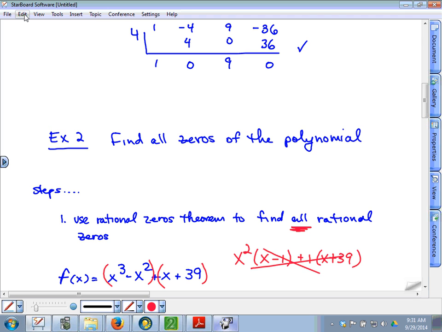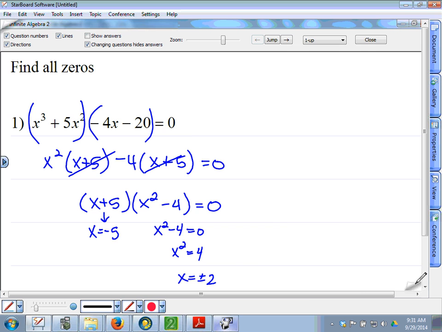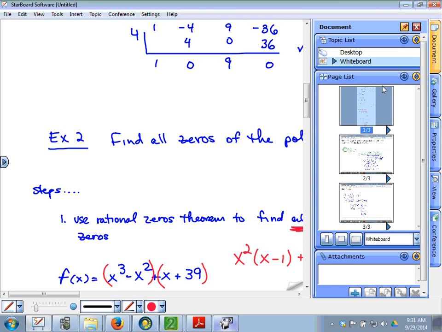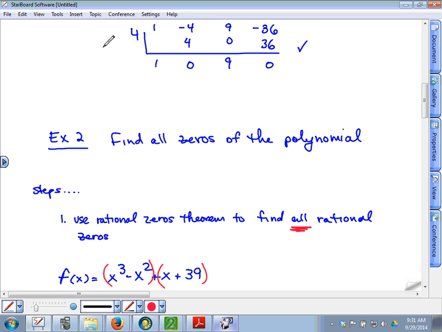So that's where this rational zeros thing comes in. These problems are not going to factor by grouping like on the quiz. There's got to be a different way. So that's why I'm having us review that P and Q nonsense.